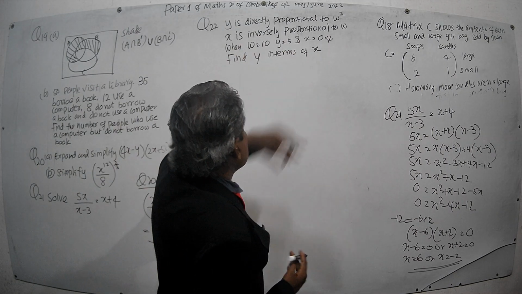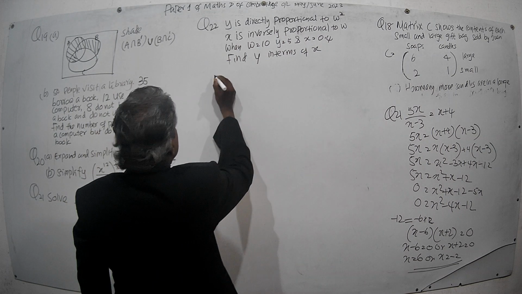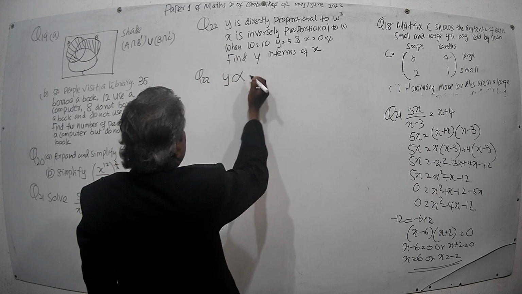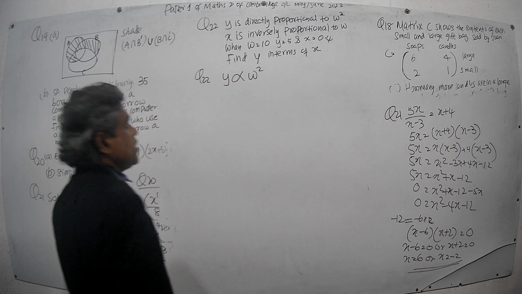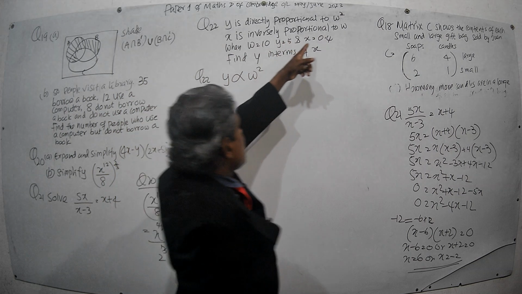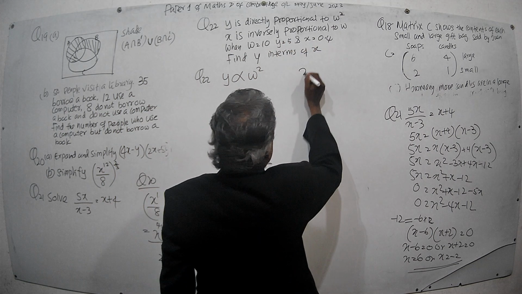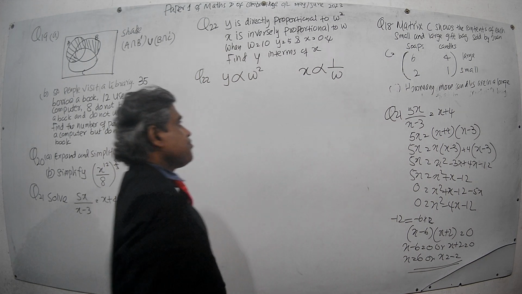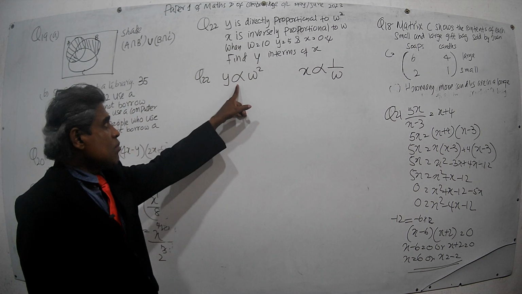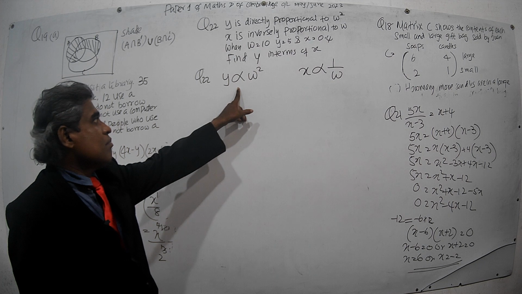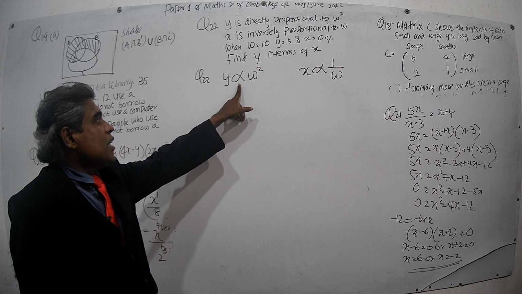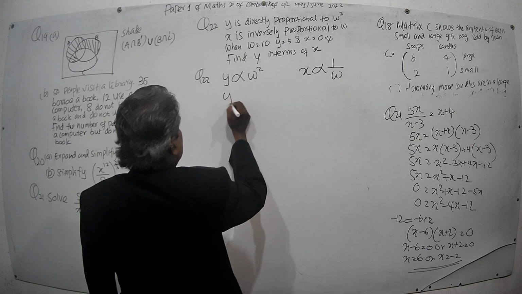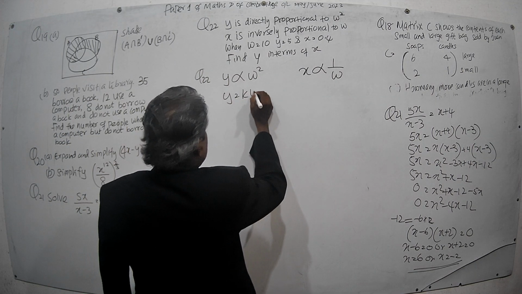y is directly proportional to w squared. Then you write y, directly proportional to w squared, like this. Then they say x is inversely proportional to w. You write x is inversely proportional to w. Then this proportion can be converted into an equation by multiplying by a constant. We will take that constant as k here. Then you write y equals k w squared.